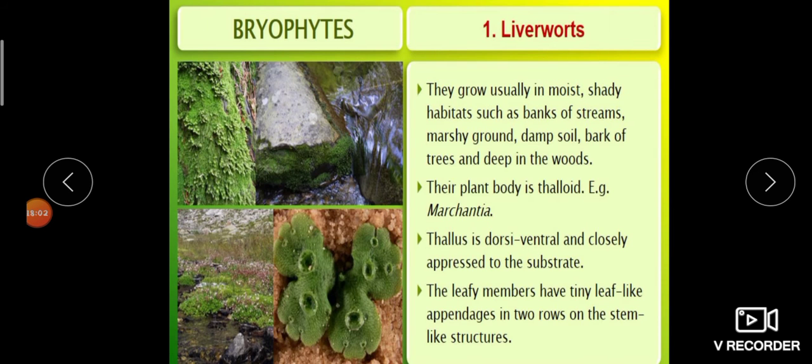Then the first one is liverworts. Liverworts are more or less similar to algae. They usually grow in moist, shady habitats such as banks, streams, marshy ground, damp soil, bark of trees, and deep in the woods. These are the major habitats of liverworts, and the plant body we call thalloid, just like algae. An example of a liverwort is Marchantia.